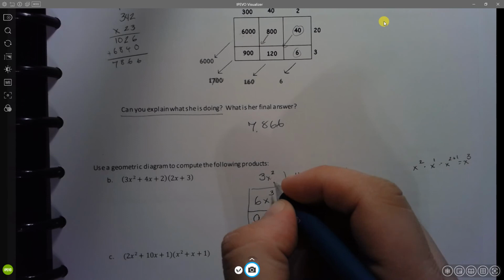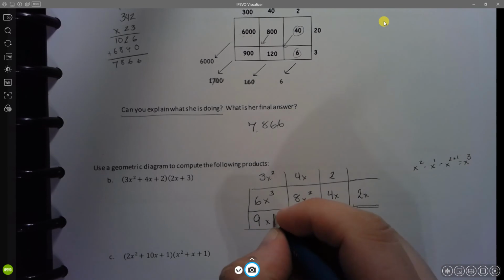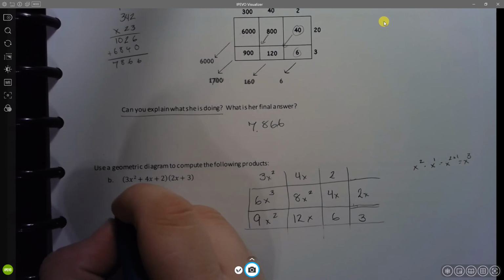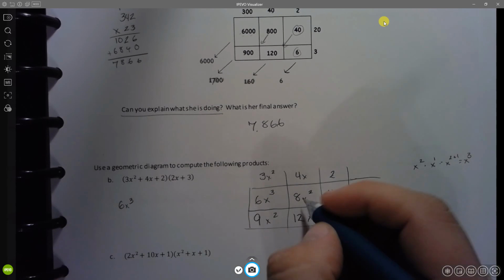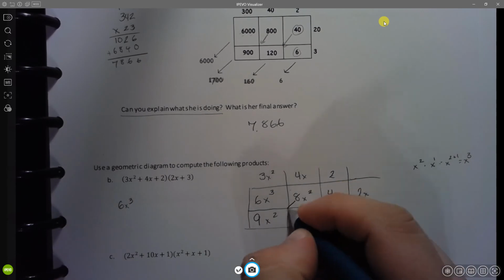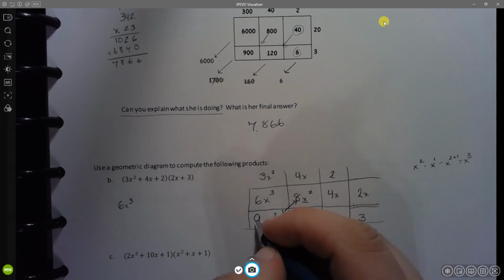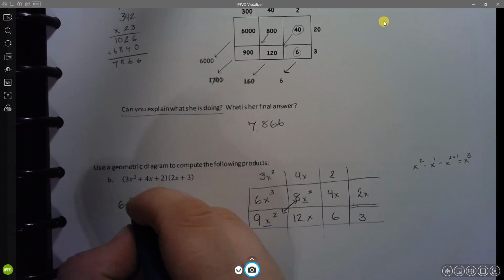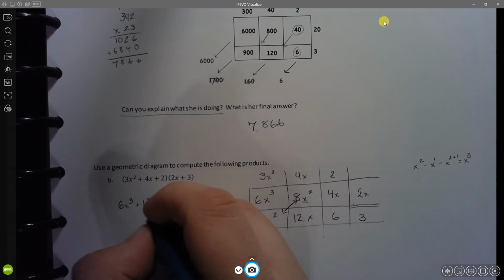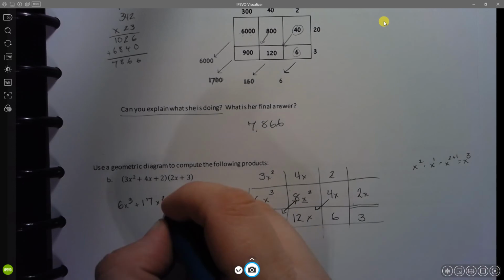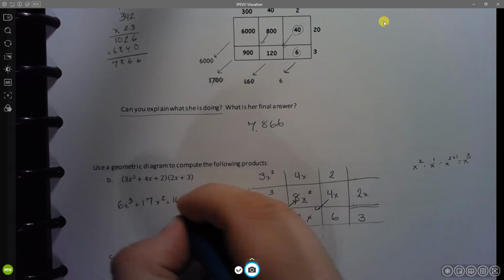No x's here, and an x squared here, so we bring that down. So the same thing applies. The 6x cubed is by itself, so we write that down. The 8x squared and the 9x squared are like terms. There's the x squared, there's the x squared. So 9 plus 8 is 17 with the x squareds. 4x plus 12x gives us a positive 16x.